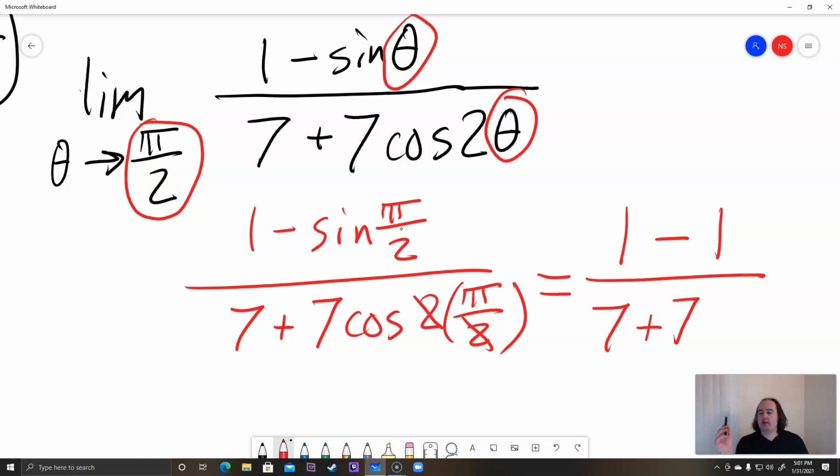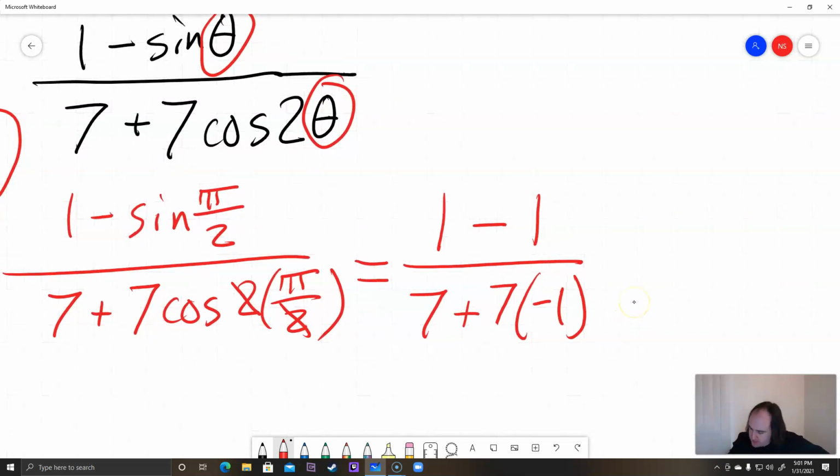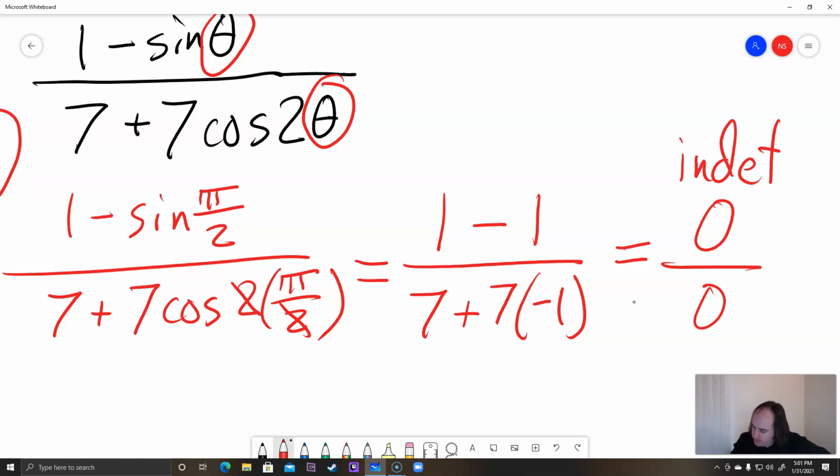But cosine of pi is the same as 180 degrees, and from the unit circle, it's the x-coordinate when you're on the negative x-axis, which is going to be negative 1. So that's going to be 7 times negative 1. And if you don't like the unit circle, you're welcome to use a calculator to do some of those trig functions if you don't remember it or you just don't feel like trying to memorize it again. So what we got here is 1 minus 1 on the top and then 7 minus 7 on the bottom. So this is going to give us 0 over 0, which once again is indeterminate.